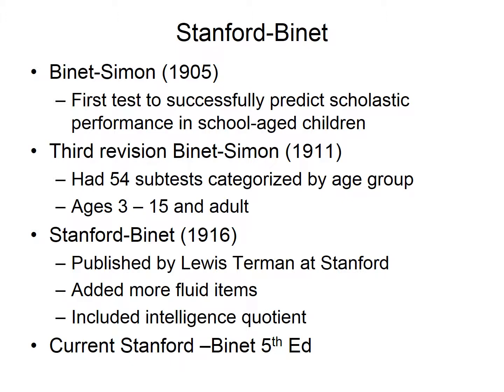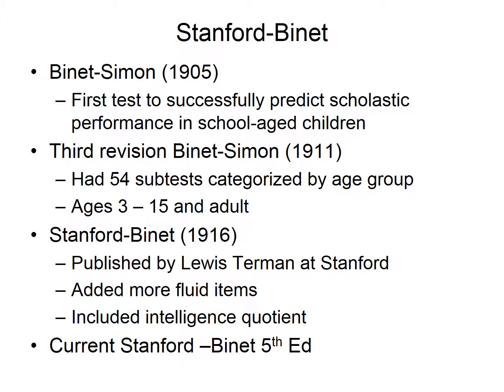There had been attempts to make an intelligence test prior to the Stanford-Binet, and at this point it was called the Binet-Simon. But this was the first one that actually highly correlated with actual performance in schools. Now, we talked a little bit about how this is also a lesson in culturally norming a test or worrying about cultural fairness, because that test was then used by a lot of different people in settings it wasn't intended for. There were multiple revisions. The third revision of the Binet-Simon was in 1911, and it had 54 subtests categorized by age group. And it was designed now for ages 3 to 15 and adults.